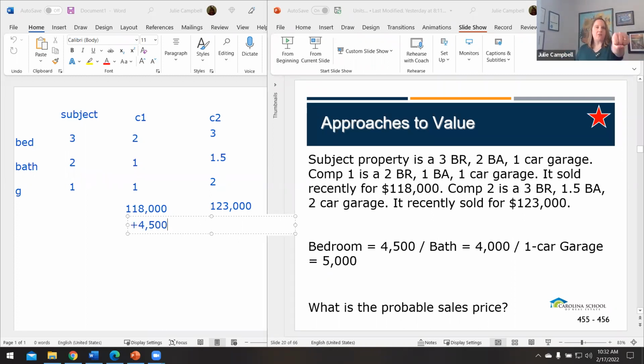Now, my subject property, I got two bathrooms and my comp has one. What am I going to do? How am I going to make my comp match my subject? Again, I'm going to add the value of a bedroom. You guys use the hand trick.